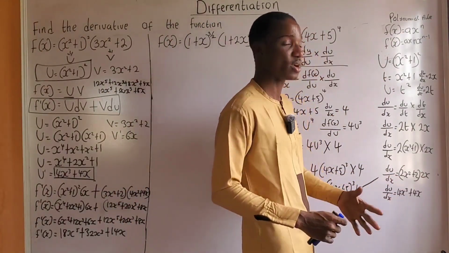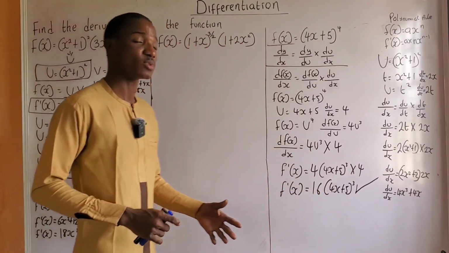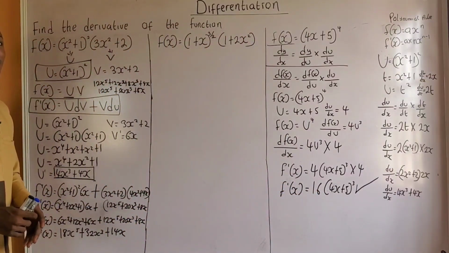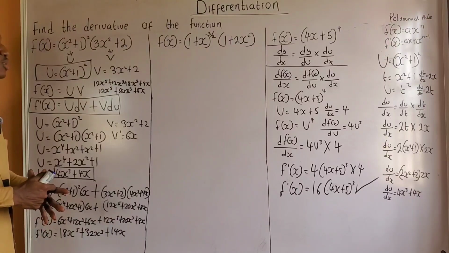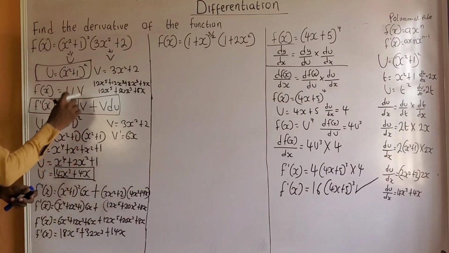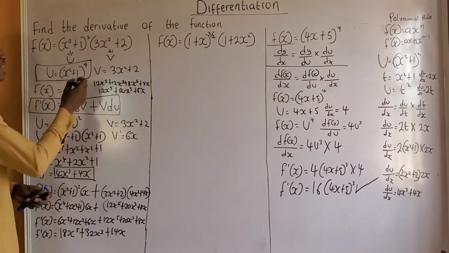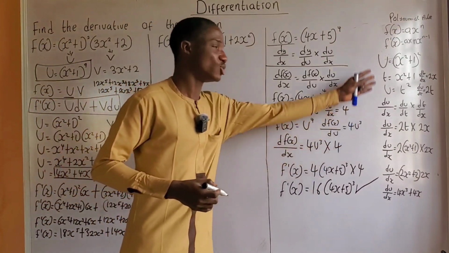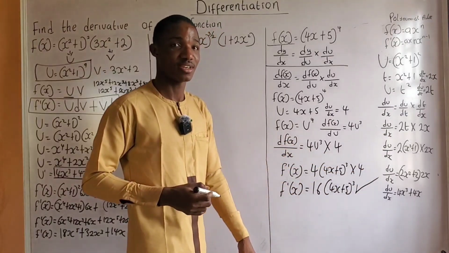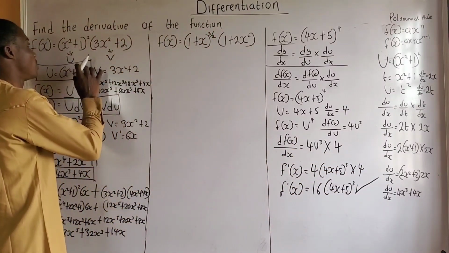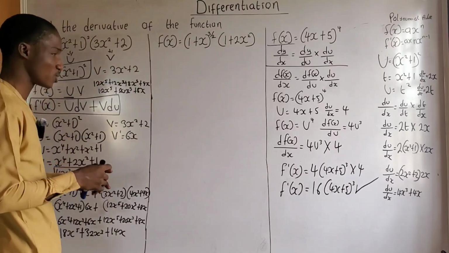Do you understand? So the reason why I'm emphasizing this is because you might have a function that you will not be able to expand. For example, let's say the power to which this function is raised is 9. Are you going to be expanding? No. You employ this rule directly. Use chain rule directly. Do you understand? Because expansion sometimes can be tedious. So I'm just emphasizing that to help you comprehend it.